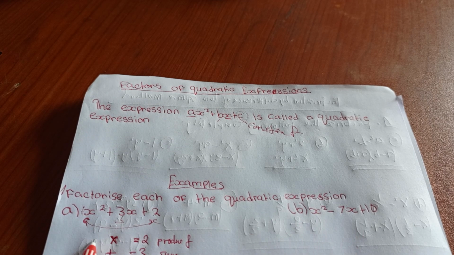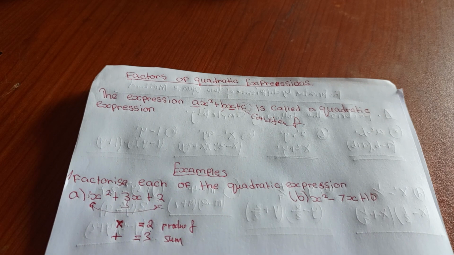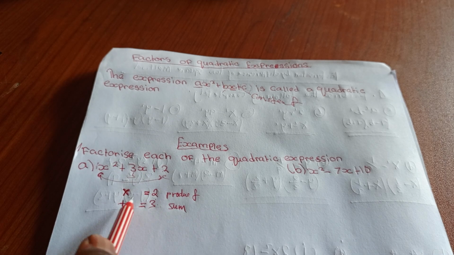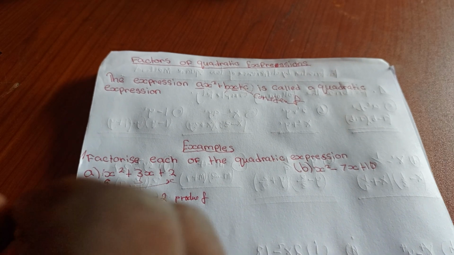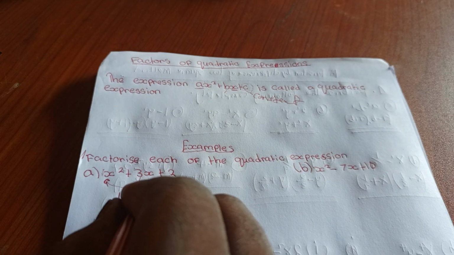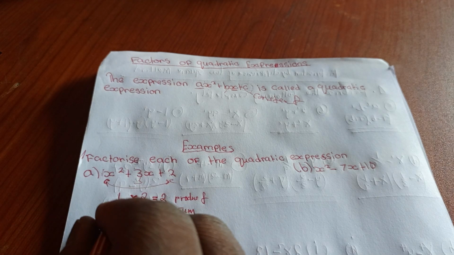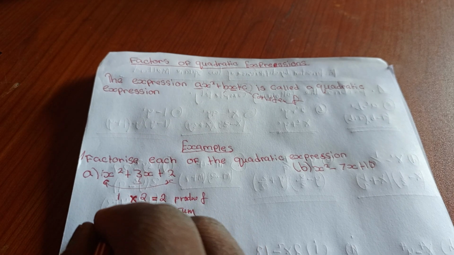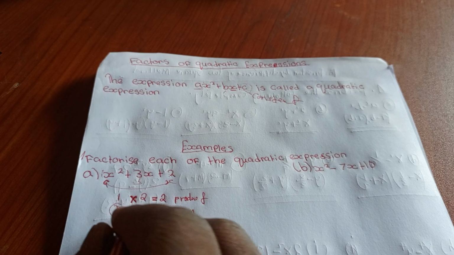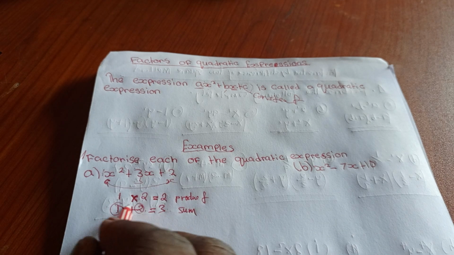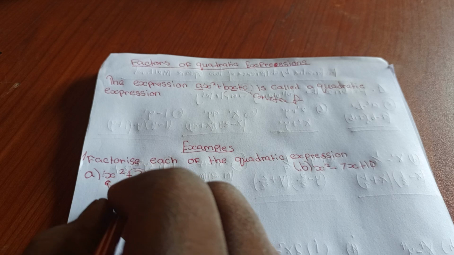Now we look for two numbers. When you multiply these two numbers, you get 2, and when you add the same two numbers, you get 3. Which two numbers? 1 and 2. 1 times 2 is 2. Then using the same numbers, 1 plus 2 is 3. So these are the correct numbers. I'm going to put these numbers 1 and 2 here, and we're going to remove this part.